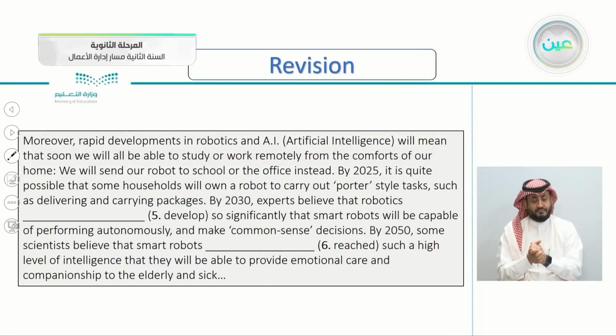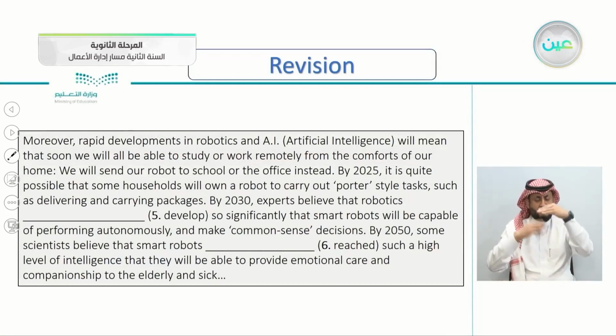Moreover, rapid developments in robotics and AI, here meaning artificial intelligence, will mean that soon we will all be able to study or work remotely from the comfort of our home. We will send our robot to school or the office instead. By the year 2025, it's quite possible that some households will own a robot to carry out porter-style tasks, such as delivering and carrying packages.